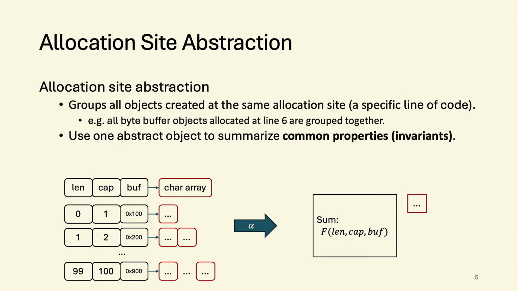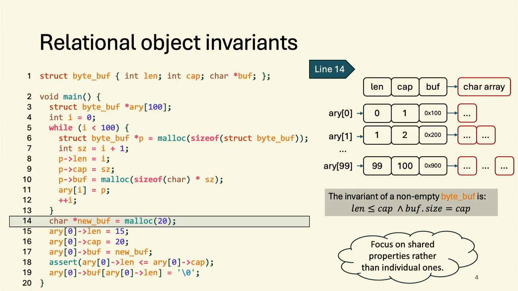Now, the first problem that we face here, in this case, is that we're going to have a lot of abstract objects because lots of things are allocated. That's a challenge. Our abstract domain will start exploding. We want to compress it somehow.